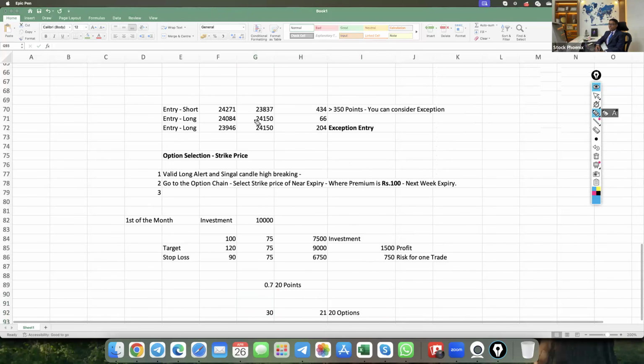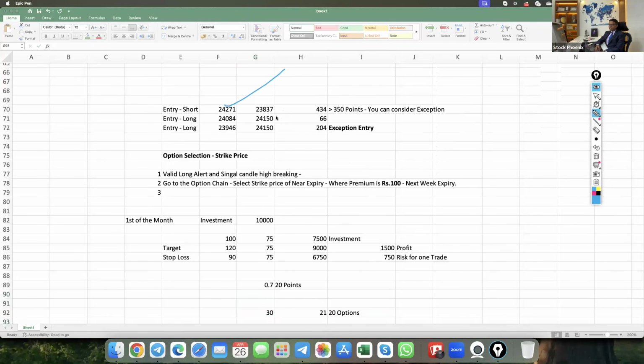In this entry, we got 30 points. This entry, we got 30 points. This entry, we got 30 points. We need only 1,500 rupees profit per day. And the next rule is one entry, one exit per day.